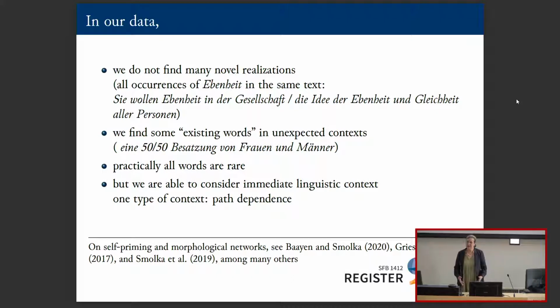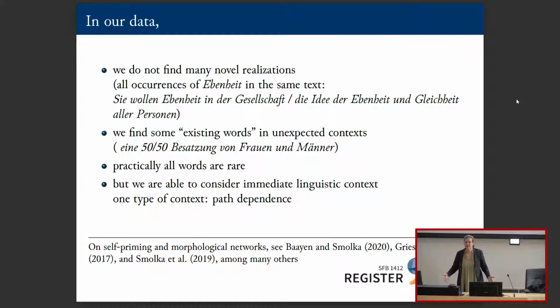So you find a word that is in the lexicon. Everybody knows it. It's in the lexicon, but it means something different. So somebody really does not use the correct word. Practically all words are rare, so we cannot do any calculations. We cannot go do whatever has been done in productivity research, but we can do something different.